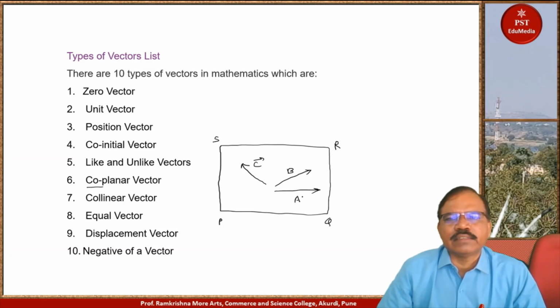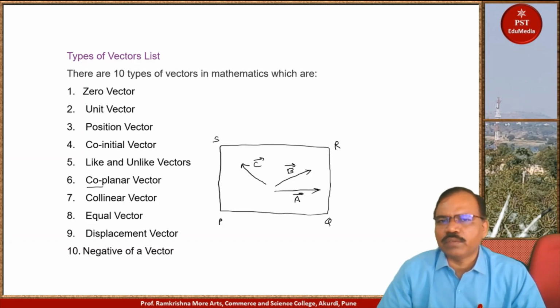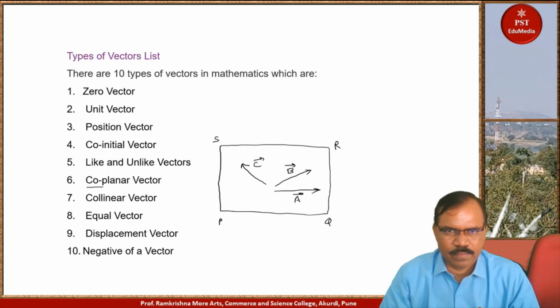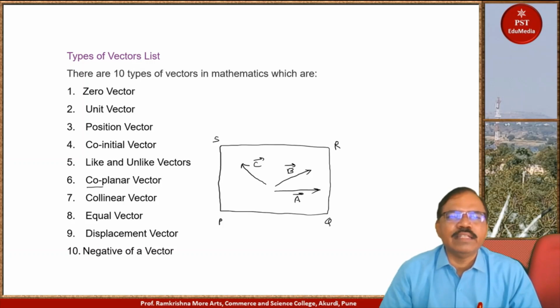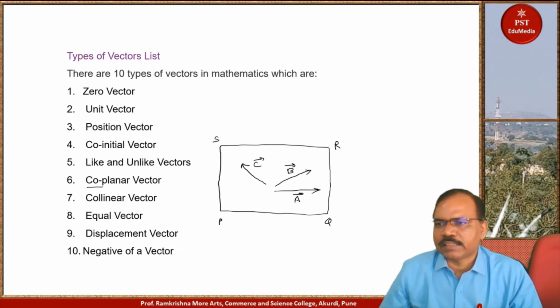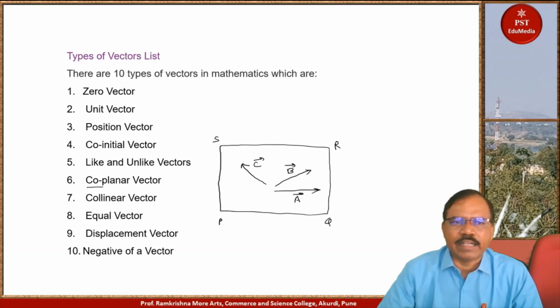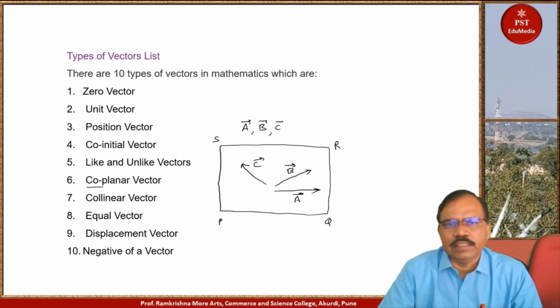and these three vectors A, vector B and vector C, they may not be along the same direction, they may not have the same magnitude, but they are in the same plane. Their directions are different, their magnitudes are different, but they lie in the same plane. Those vectors are called coplanar vectors. So these three vectors A, B, C are called coplanar vectors.